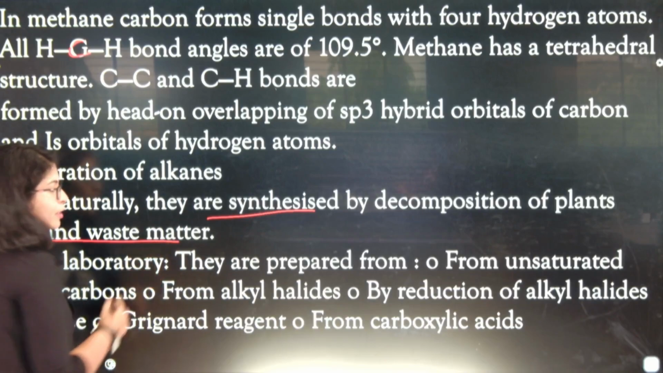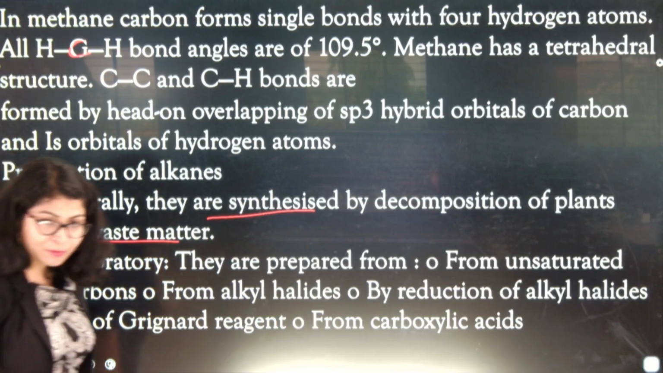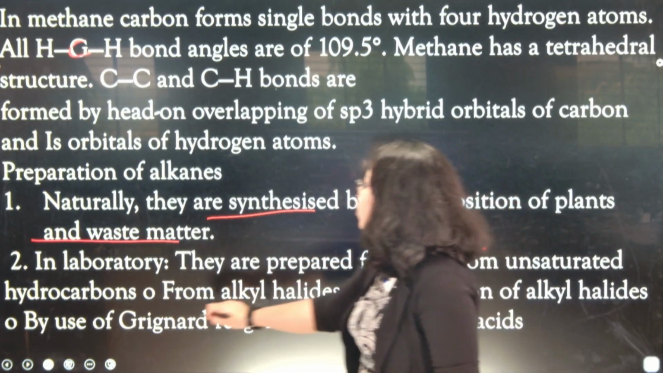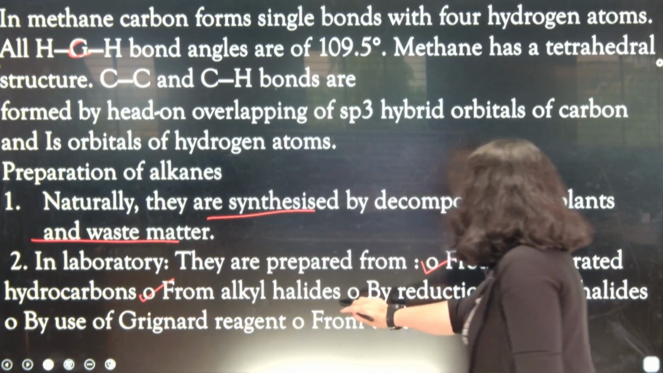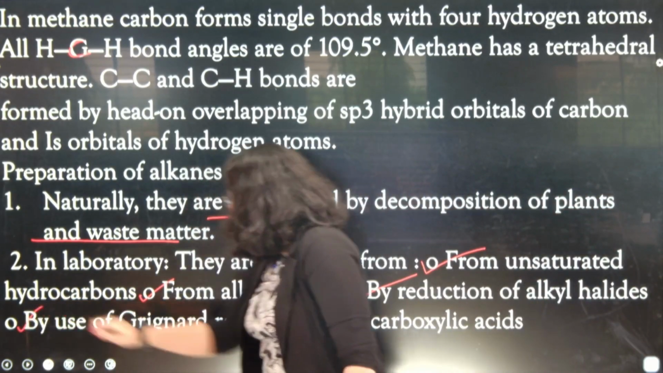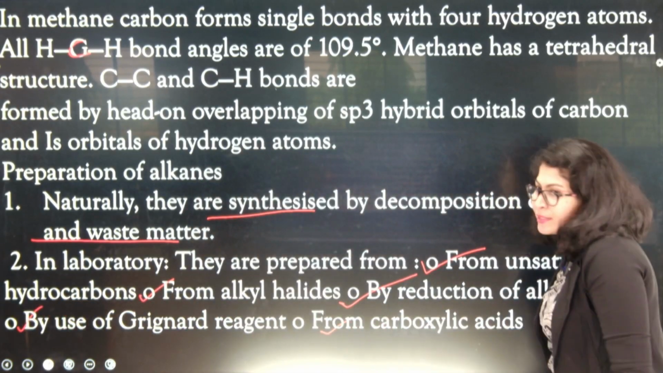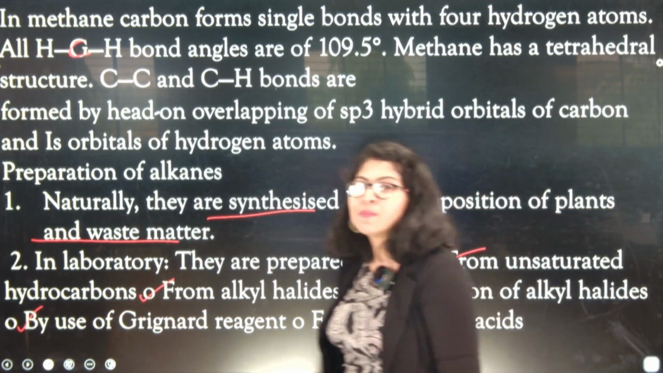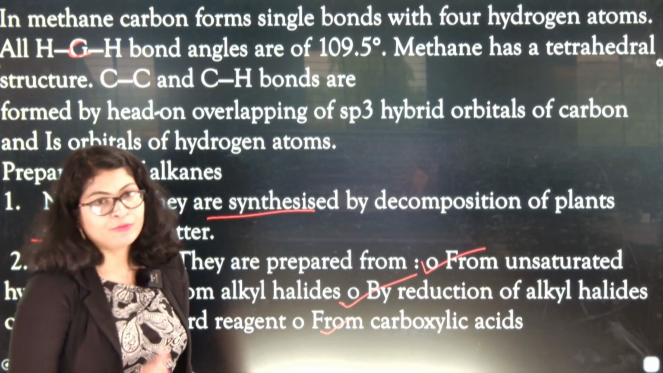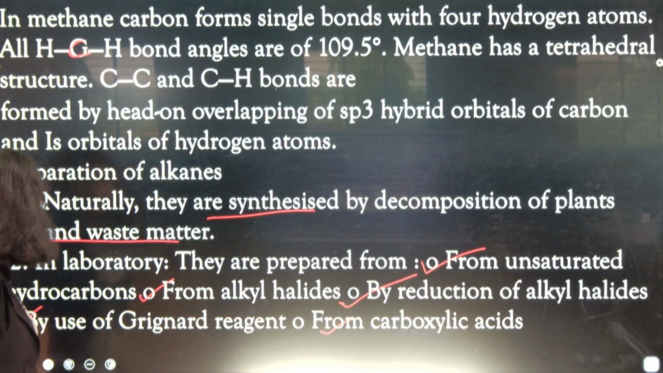In laboratories also, they can be prepared by different methods: from unsaturated hydrocarbons, from alkyl halides by reduction of alkyl halides, by the use of Grignard reagent, and from carboxylic acids. These are certain ways by which we can synthesize alkanes in the lab itself. Now let us see these lab methods one by one.